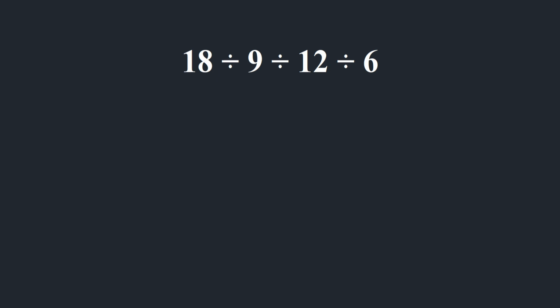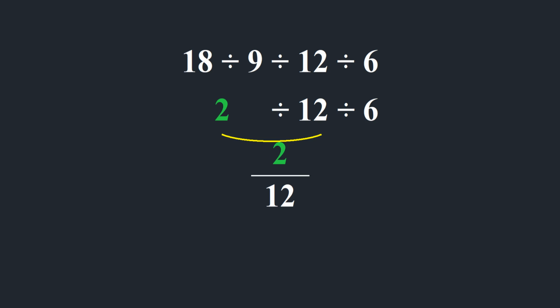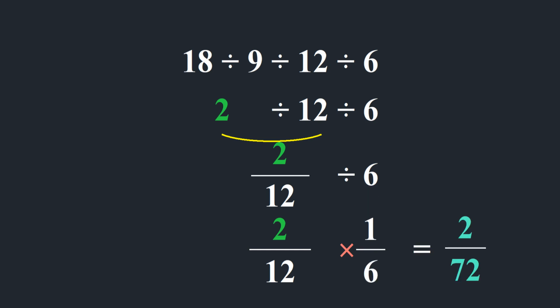So we have first this division, 18 divided by 9 equals 2. So we have 2 divided by 12 divided by 6, and we can write this part as 2 over 12 divided by 6. So we must keep the first fraction, 2 over 12, and change division to multiplication. Then flip the second fraction, 1 over 6, which equals 2 over 72. And this is our final answer for this problem.